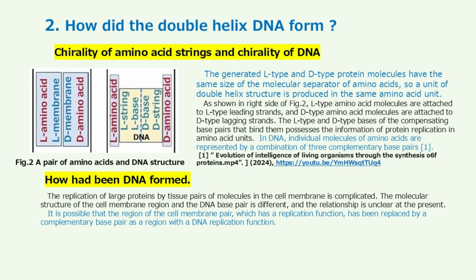How had DNA been formed? The replication of large proteins by tissue pairs of molecules in the cell membrane is complicated. The molecular structure of the cell membrane region and the DNA base pair is different, and the relationship is unclear at present. It is possible that the region of the cell membrane pair, which has a replication function, has been replaced by a complementary base pair as a region with a DNA replication function.